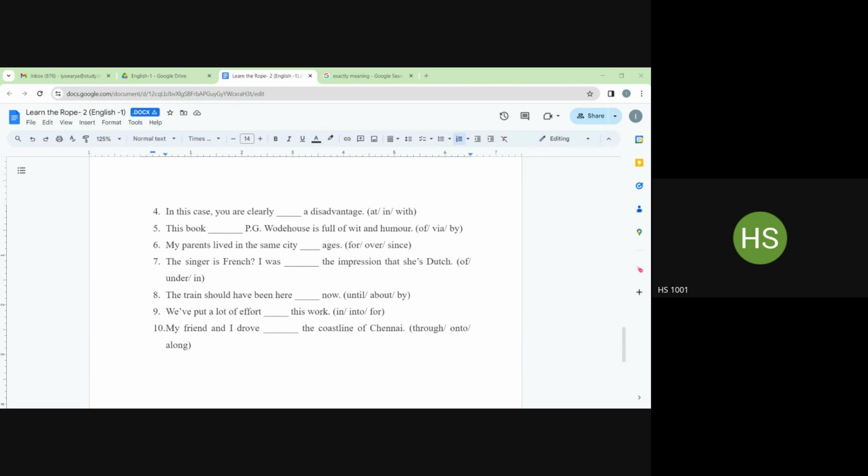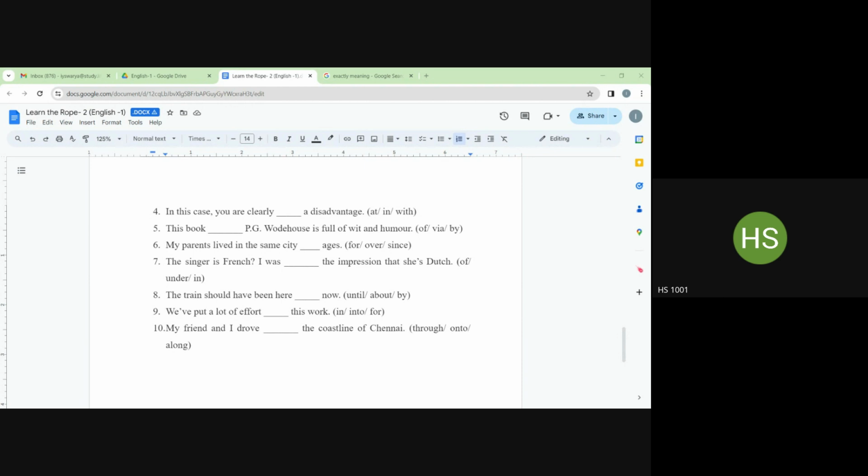My parents lived in the same city dash ages. For ages, right? Period of time, "for ages". If they have specified some period, then it will be "since". Correct. If there's a specific time mentioned, then "since".